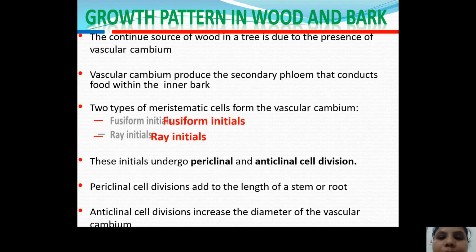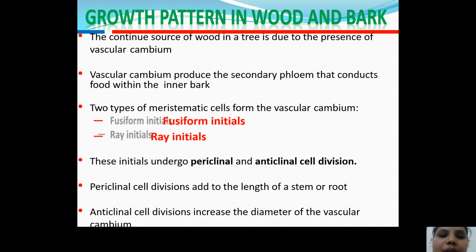Let's look into the growth pattern in wood and bark. Now, the continuous source of food in a tree is due to the presence of this vascular cambium. Why? Because of the activity of this vascular cambium, secondary xylem is produced. This secondary xylem is nothing but the wood. And the vascular cambium produces the secondary phloem that conducts food within the inner part.